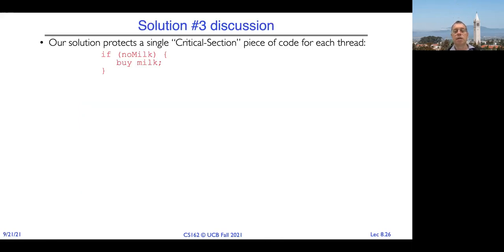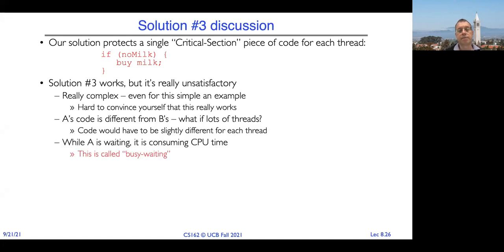Okay? So the solution protects a single critical section piece of code. And this is the critical section: if no milk, you buy milk. Solution 3 works, but it's not very satisfactory. It's pretty complex, right? Even in this simple example, we got like 5-6 instructions, and it still took us like 10-15 minutes to convince ourselves that it's working.